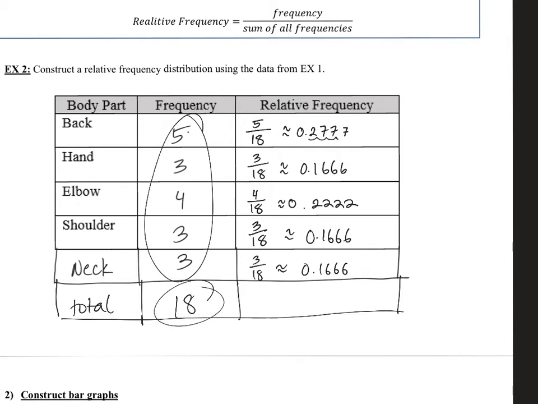And the sum of the relative frequencies should always come out to be about 1. Since we rounded these all off, when I add these all up, I get about 0.9997, which is about 1. But the sum of all the relative frequencies should normally end up being 1. But we were rounding, so it is a little off.